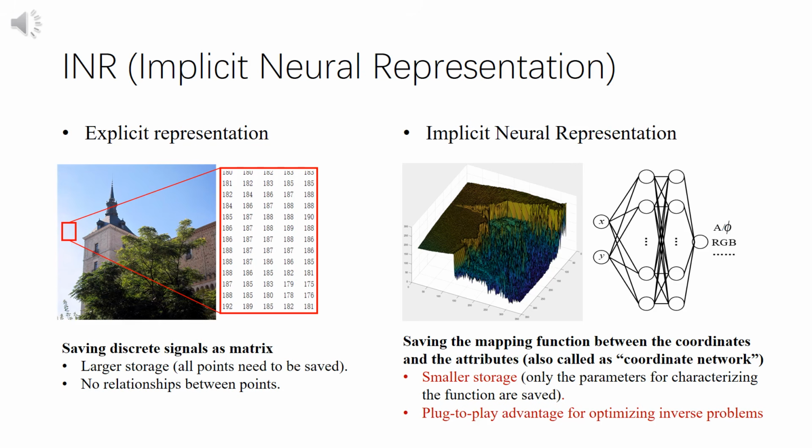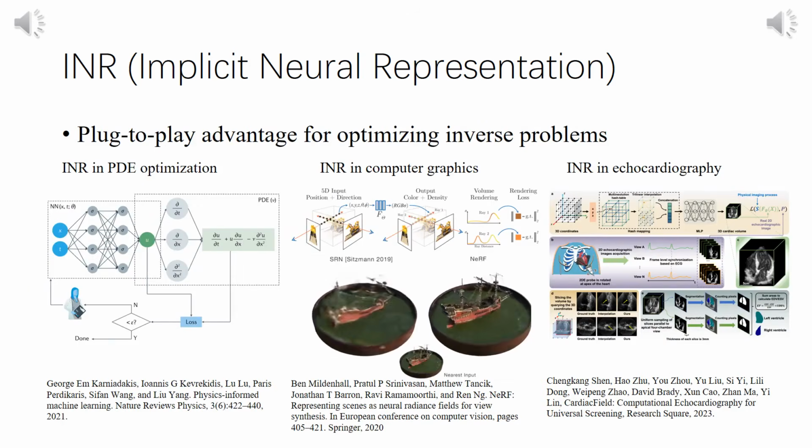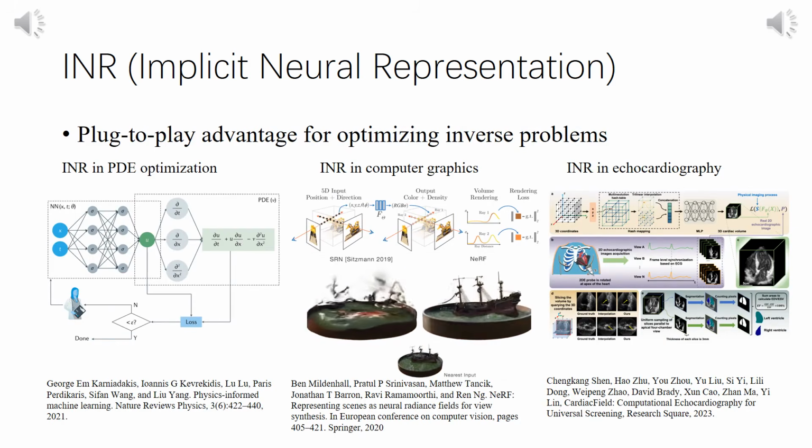On the contrary, the INR saves the mapping function between the coordinates and the attributes. Most INRs use the multilayer perceptron network as function approximators. Compared with traditional explicit representation, INR has 2 advantages. Smaller storage cost. Plug-and-play advantage for optimizing inverse problems.